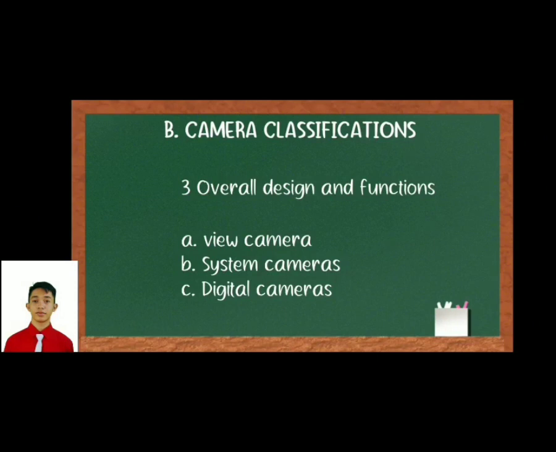B. System cameras. Interchangeable lens cameras like DSLRs and mirrorless cameras forming part of a versatile system with accessories such as lenses, flashes, and battery grips. They offer flexibility and customization for various photography genres.